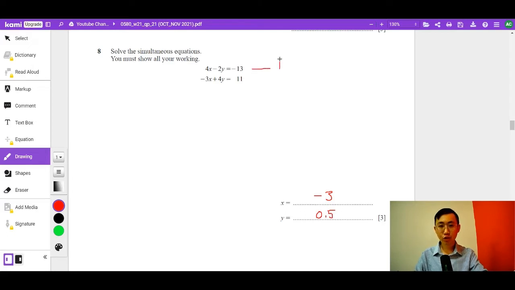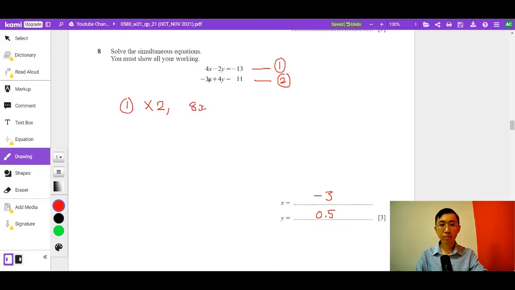This is equation 1. This is equation 2. So for elimination, one of the terms must be the same. So I have to make my y become similar to 4y. Okay, so 2y needs to become like 4y. I will have to make equation 1 times 2. So let me transform equation 1.